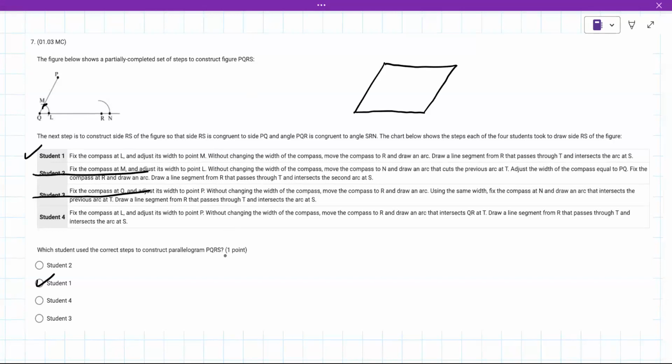I know this looks really complicated, but if you just look at the first clause in the answers, like fix the compass at L, fix the compass at M. Well, you could. No, you cannot do that. You have to do it at L. So that's how you reduce these answers down to ones that are more meaningful.